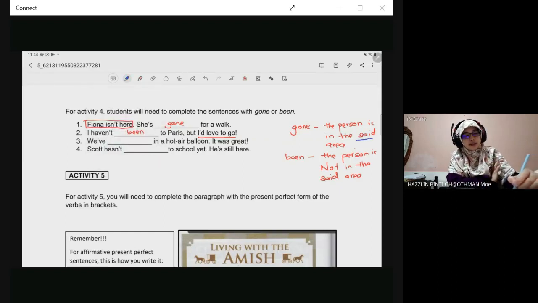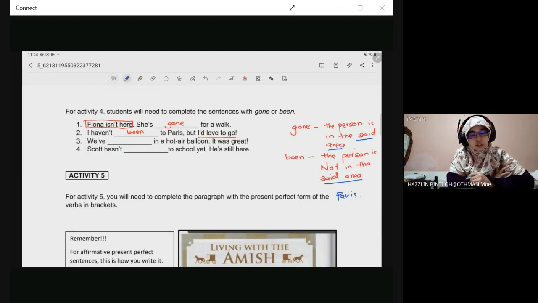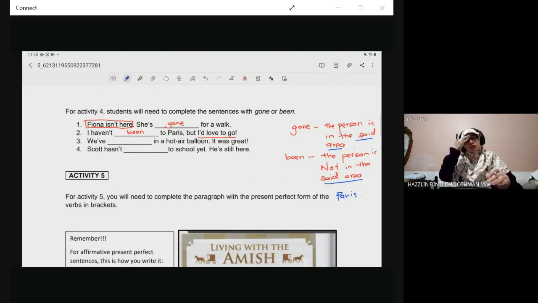Okay, so let me explain this first. Said area is the area mentioned in the sentence. For the second one, the mentioned area is Paris. So now you have to ask yourself, is the person in Paris or is the person not in Paris? The answer is not in Paris. So that's why we use been. Now let's look at the next one, number three.